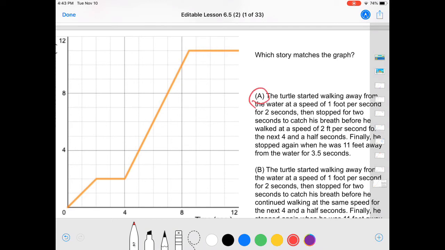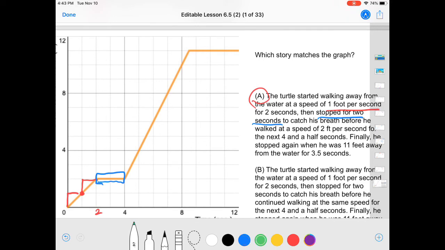The turtle started walking away from the water at a speed of 1 foot per second. So here, this point is 1 foot in 1 second. 1 foot, 1 second. And he does that for 2 seconds. Great. Then he stops to catch his breath for 2 seconds. So that's here. These 2 seconds where the time is moving, but the distance is staying at 2 feet.